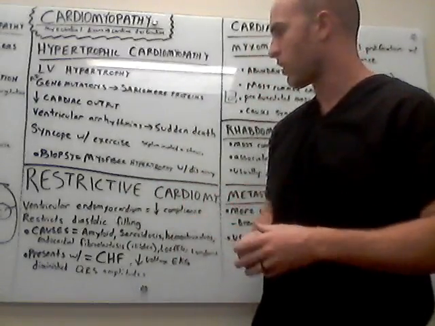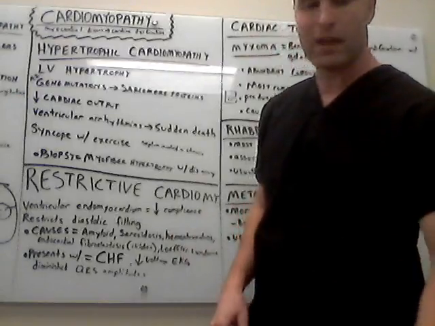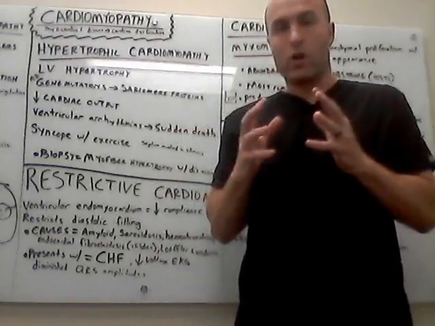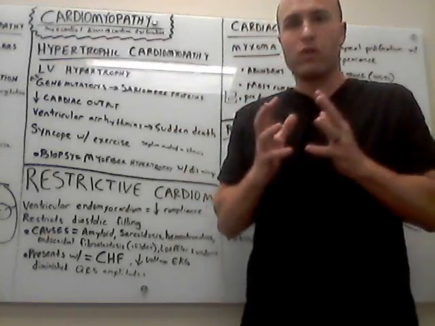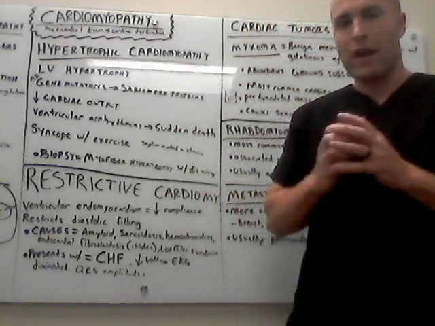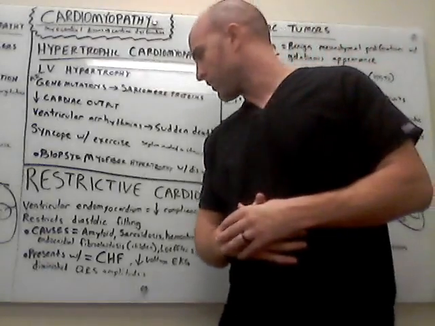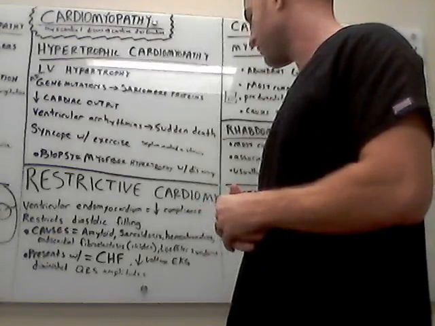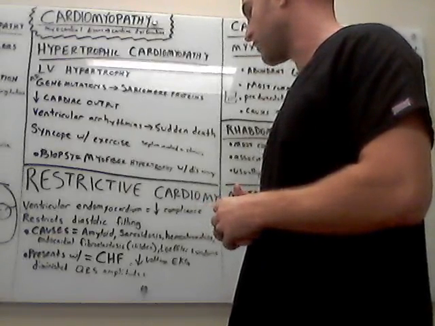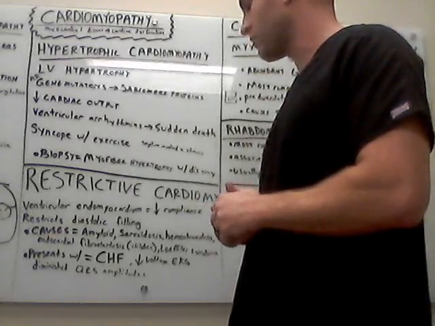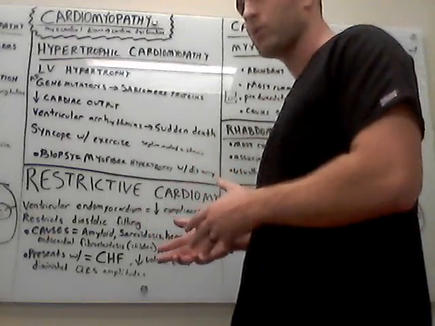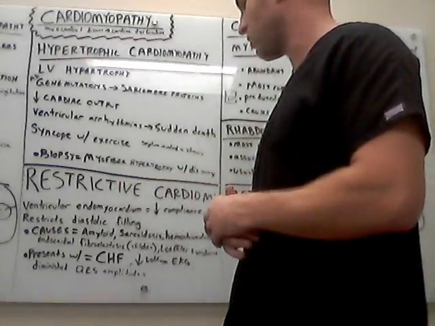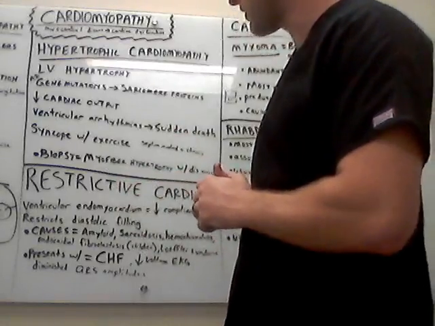All right, now we're talking about restrictive cardiomyopathy. In the case of restrictive cardiomyopathy, essentially the heart is restricted. When it goes to move, something is causing it to not be able to contract or expand properly. So ventricular endomyocardium, you have the endocardium and the myocardium, causes decreased compliance. So it restricts diastolic filling.